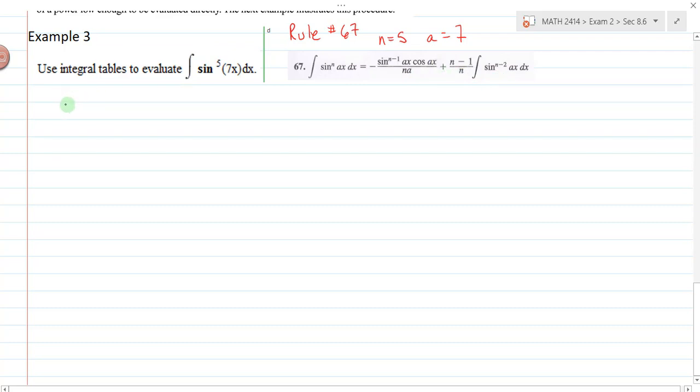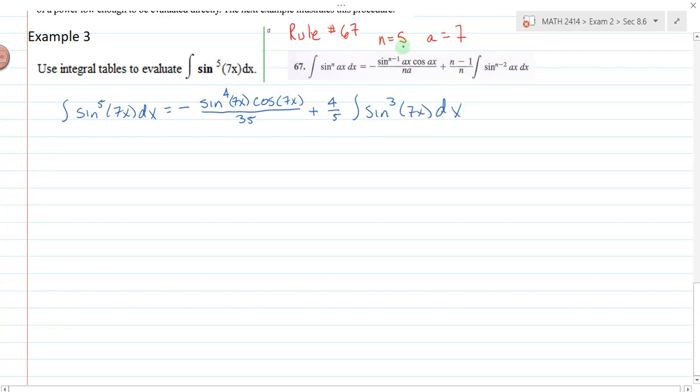When we do that, that's going to give us the integral of sine to the 5th 7x dx is equal to negative sine raised to the n minus 1. N is 5. 5 minus 1 is 4th. So that's going to be sine to the 4th 7x cosine 7x, because a was equal to 7, divided by n times a. Well, that's going to be 5 times 7 is 35, plus 5 minus 1, which is 4, divided by 5. So this is going to be 4/5 the integral of sine raised to the 5 minus 2 is 3, 7x dx.